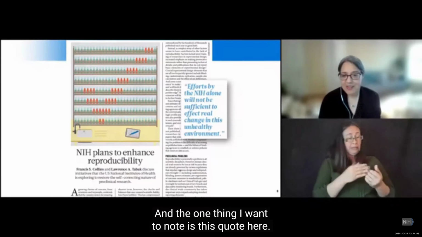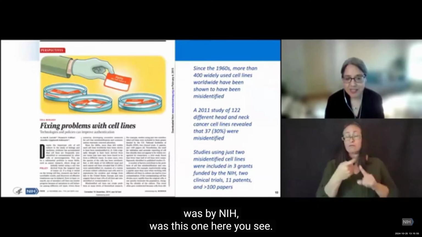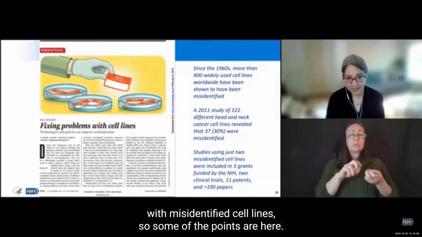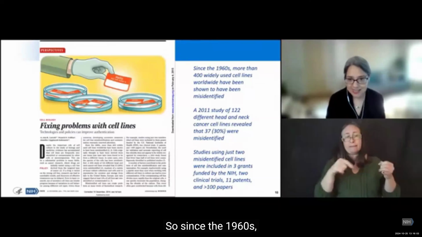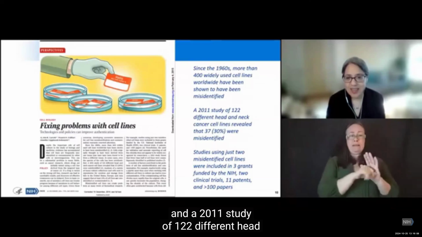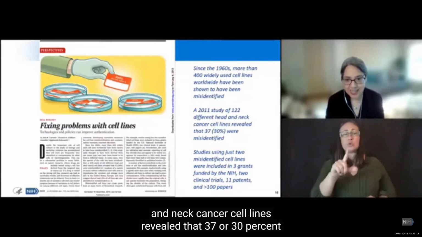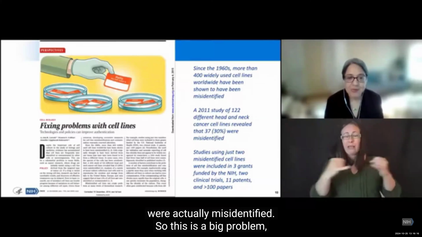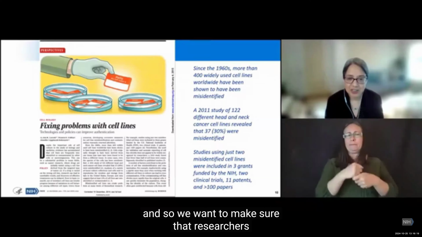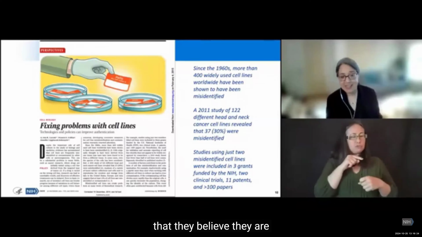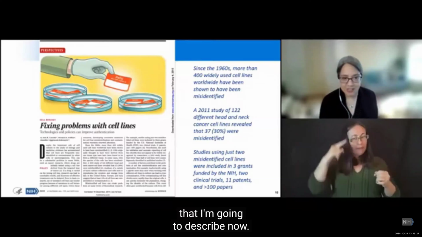The third paper that came out of this perspective in 2014 was by NIH, the one you see here. It made a couple of points, all dealing with the problem of misidentified cell lines. Since the 1960s, more than 400 widely used cell lines worldwide have been shown to have been misidentified. A 2011 study of 122 different head and neck cancer cell lines revealed that 37, or 30%, were actually misidentified. So this is a big problem. We want to make sure that researchers are regularly checking their cell lines to make sure that they are working with the cell lines that they believe they are. This informed part of the policy that I'm going to describe now.